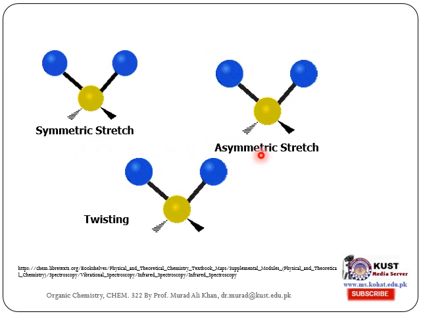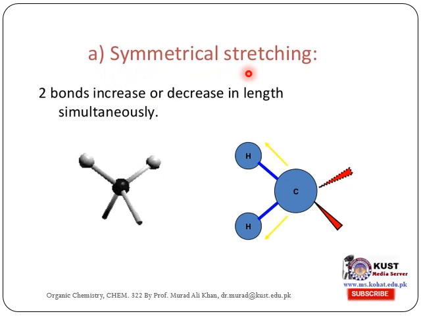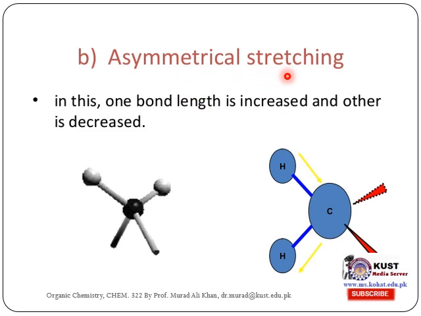This is the symmetrical stretching, this is the asymmetric stretching, and this is the twisting. In the symmetrical stretching, the two bonds increase or decrease in length simultaneously, as we have seen in the previous diagrams. In asymmetrical stretching, one bond length is increased and the other is decreased. At one time, one bond length will increase and the other will decrease, and at the other time, this bond length will decrease and this one will increase, as we have seen in the previous slides.